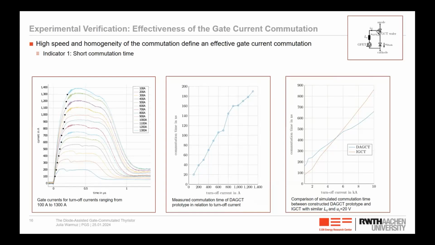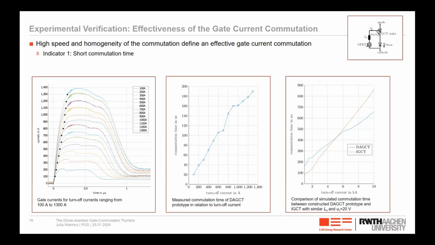process. There are different parameters you can use to define this, and one of course is the speed and the homogeneity of the commutation, because you want to withdraw the charge carriers as fast and as evenly as possible from the wafer. So one indicator for this is the short commutation time. Therefore, I did a lot of measurements with different current levels, and here marked the commutation time. Here you see these black dots plotted in the next slide. And I have a very short commutation time, but what does short mean?